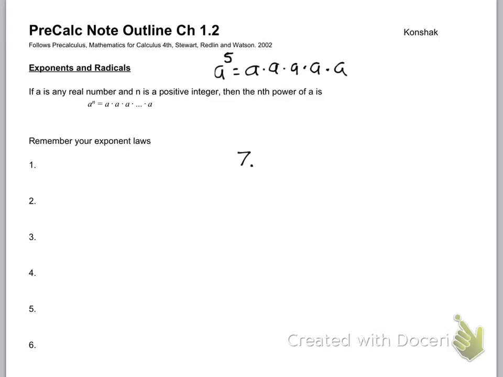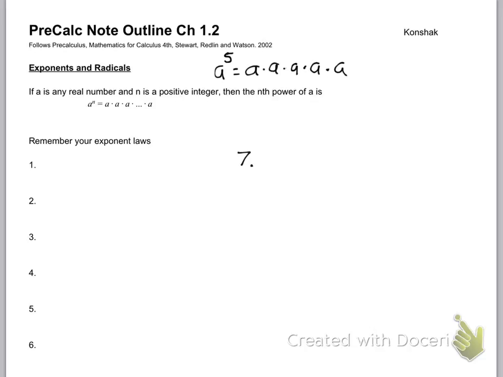We should know that, and that's kind of why they cancel when you have something like a to the 5th over a squared. 2 of the a's will be able to cancel, and you're left with a to the 3rd. That's one of our exponent rules, or laws, as they're calling them in this book. There are 7 of them.